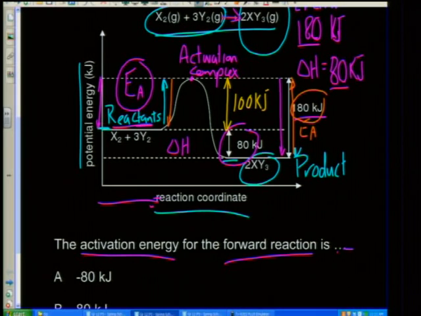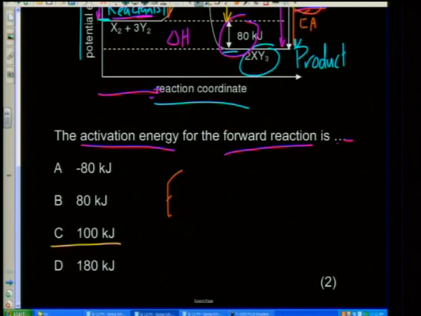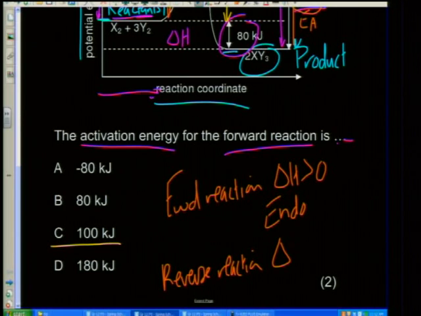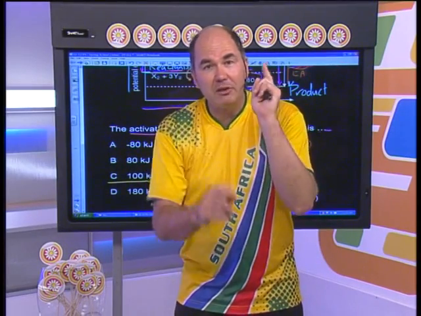So remember the forward reaction: you should be able to identify delta H is greater than 0, so we know that it is endothermic. But the reverse reaction, if we were to rewrite this in the opposite way, then delta H would be negative and it would be exothermic. So please remember that theory. Don't forget it. I know it's a revision of grade 11, but it's really important that you know it and you know how to apply it as well.